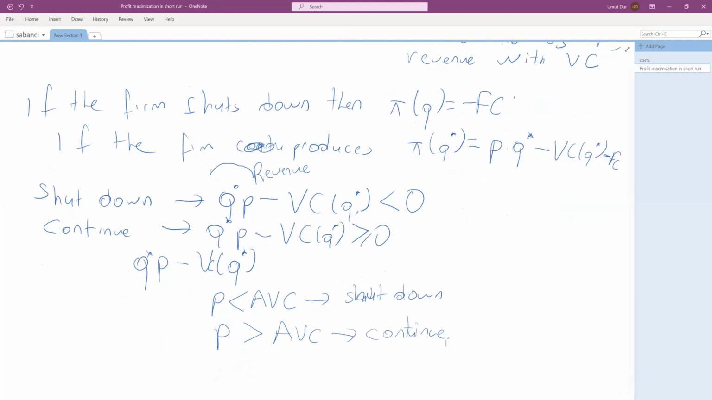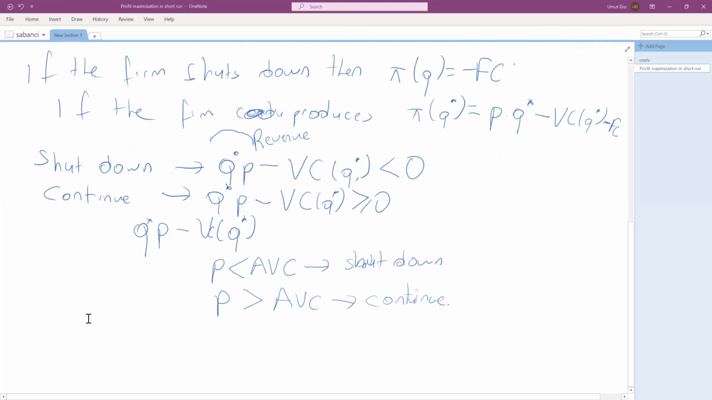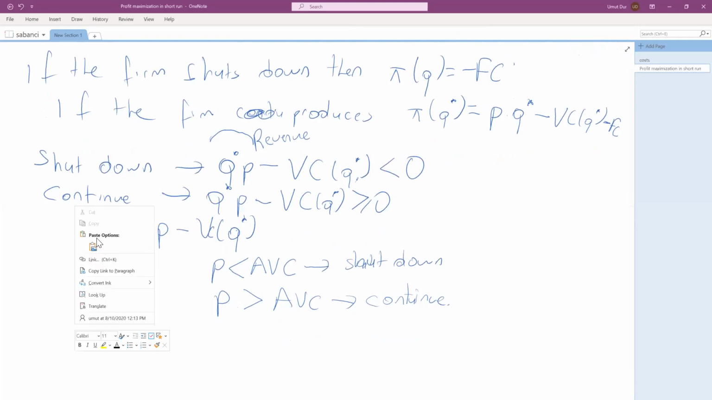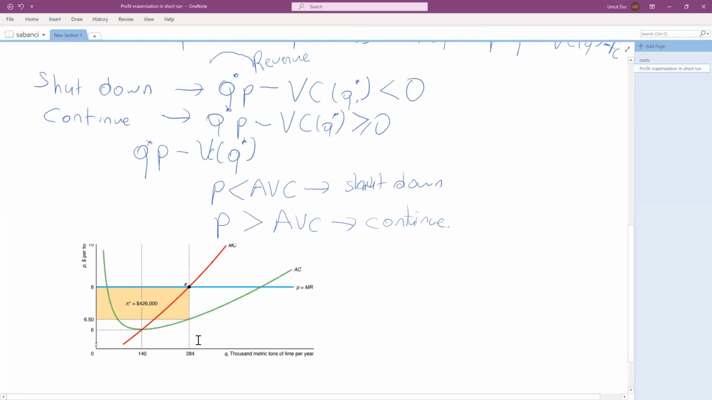Okay, so let me show it on a graph. I will take a snapshot. So what we see here is the graph for the marginal cost.